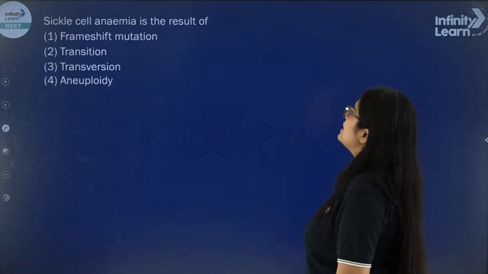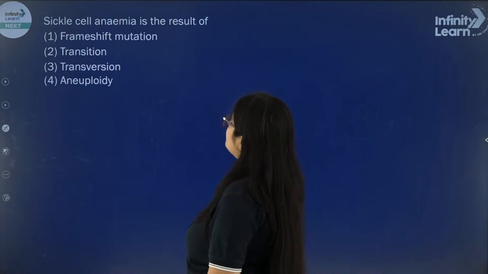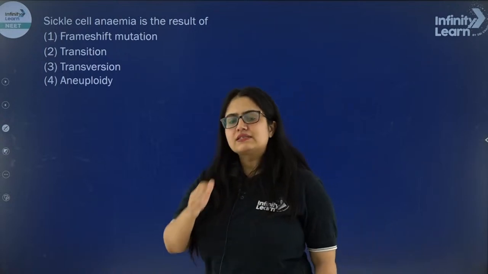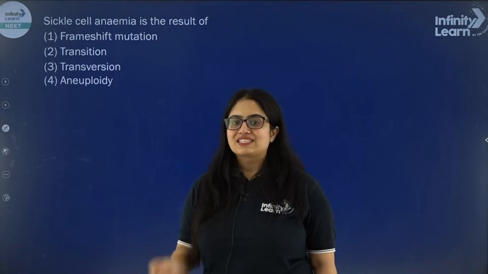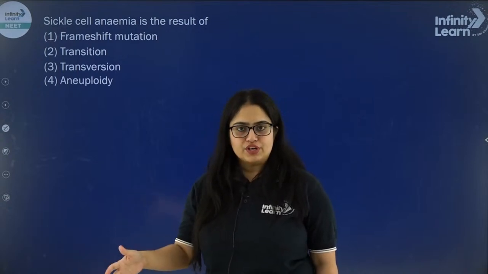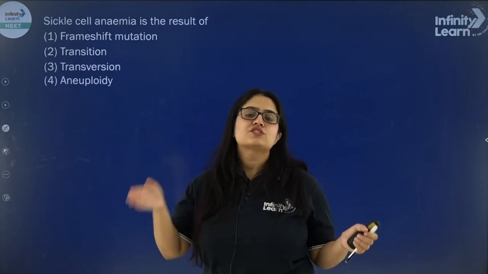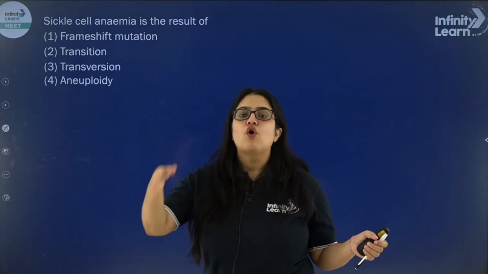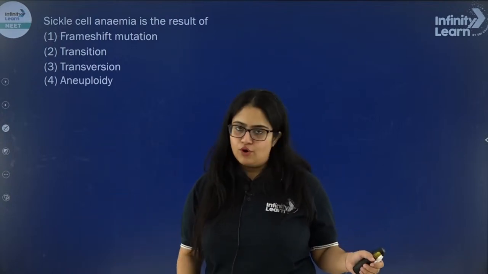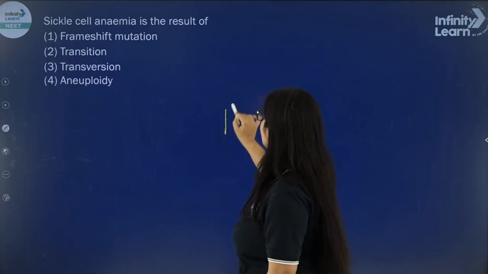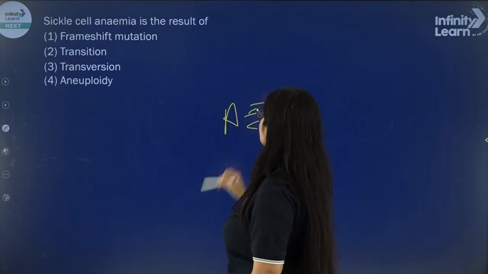Sickle cell anemia is a result of frame shift, transition, transversion or aneuploidy. See students, sickle cell anemia is a case of substitution type of mutation, where glutamic acid is substituted by valine at the 6th position of the beta chain of the hemoglobin molecule, right, my dear students? And it happens because of exchange between A and T.